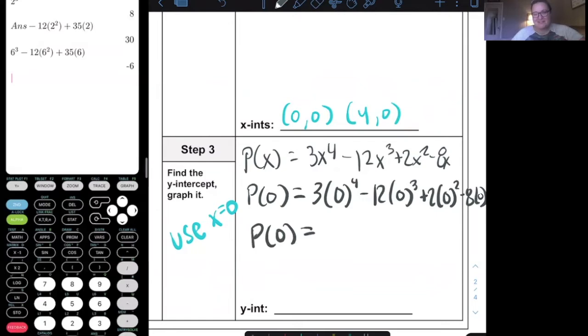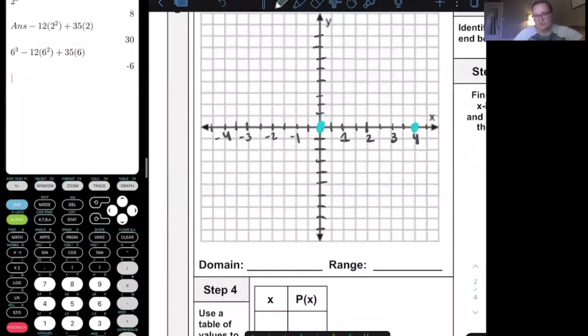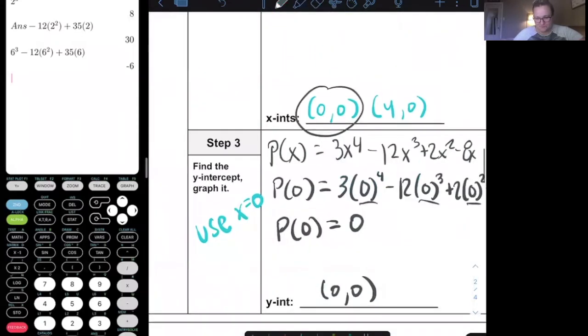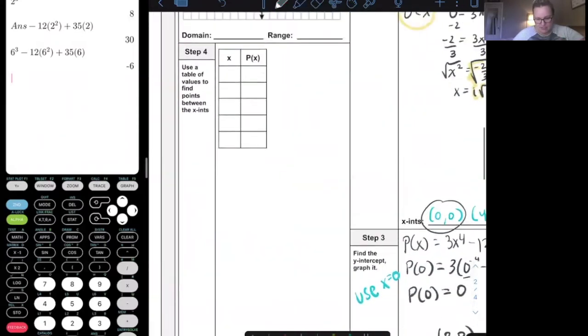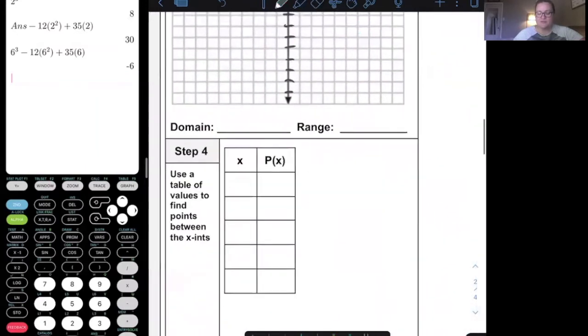So p of 0 is equal to, well, hey, all of these terms are times 0, so it's just 0, which matches one of our x-intercepts, which we've already plotted at (0, 0). So we're done with our y-intercept. All right. Now for the table of values in step 4.